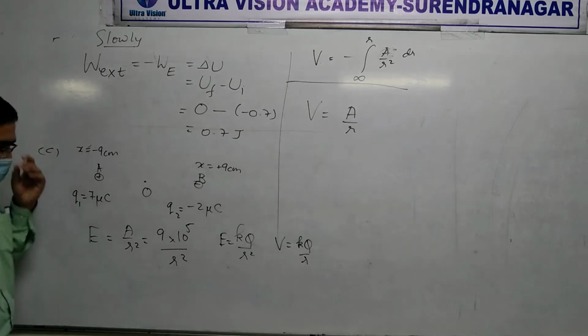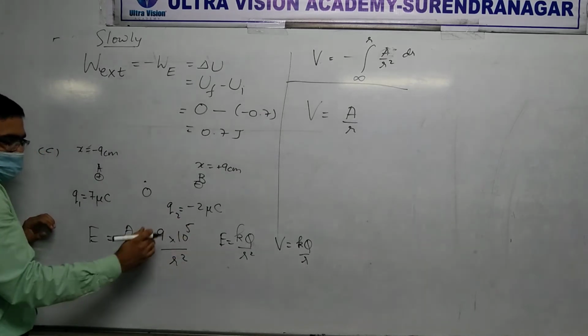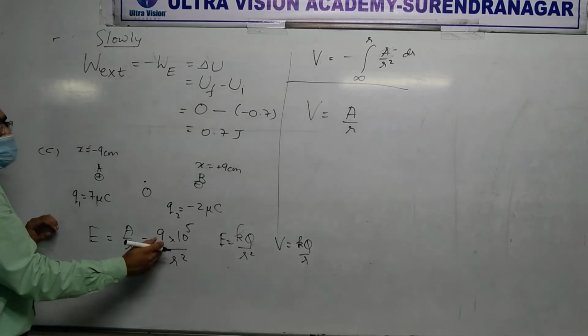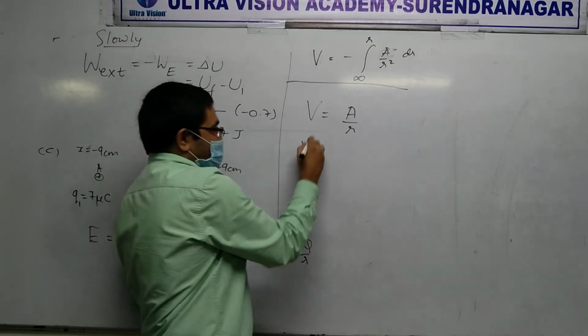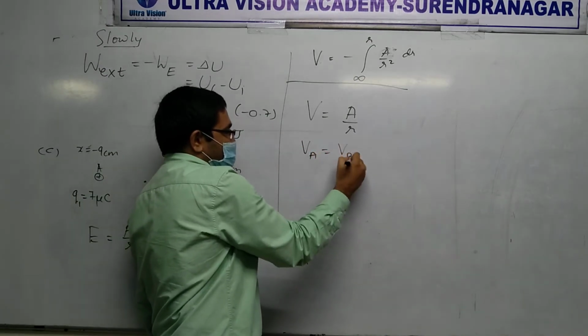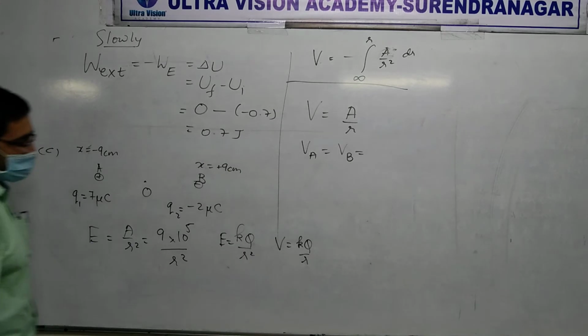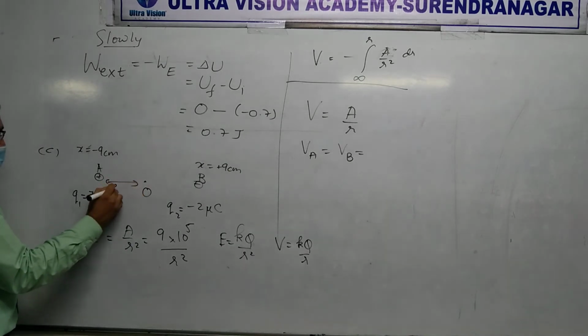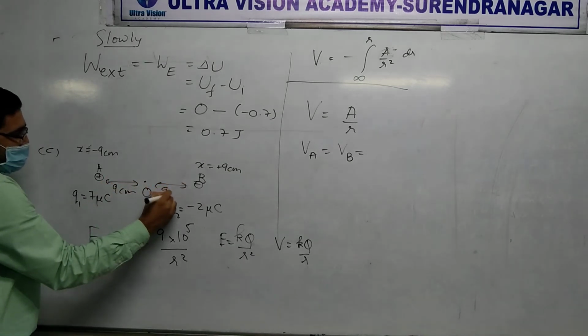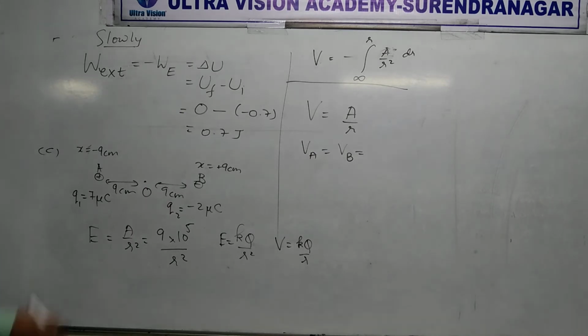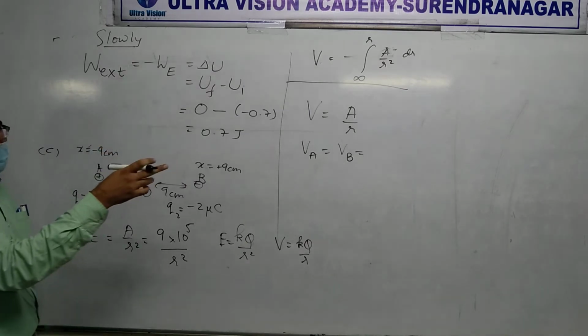Comparison easily tells us that if the electric field is kq by r square, then the potential will be kq by r. So now can we find VA and VB easily? How much will be VA and VB? What's the distance from the origin? 9 centimeter on either side. Yes. Very nice. Clear? Why are we writing a by r only?